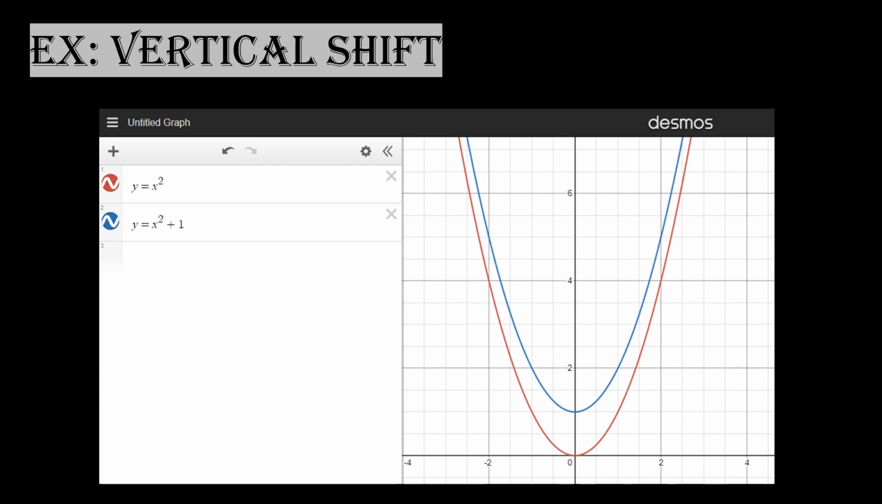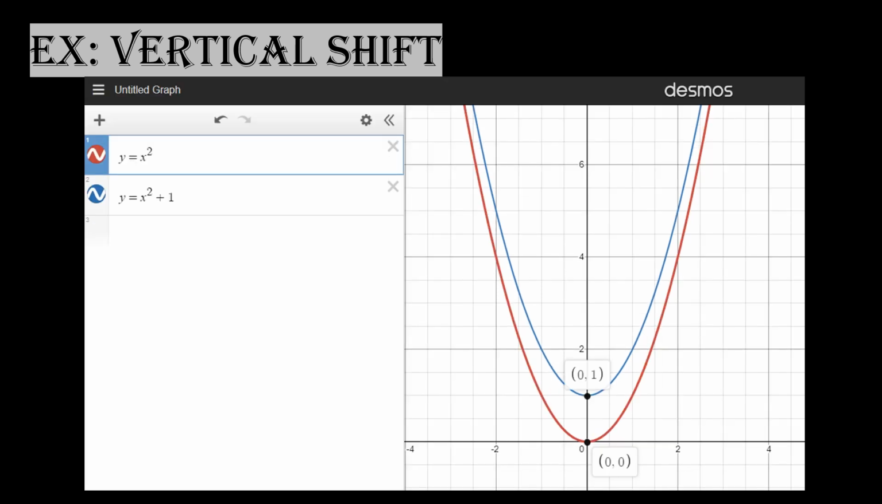So for a vertical shift, what we're doing is we're taking each point on our parent function and we're moving it up 1 unit. So each and every point, we're shifting it up exactly 1 unit. So here, I think it's really helpful to look at what happens to a single x value.